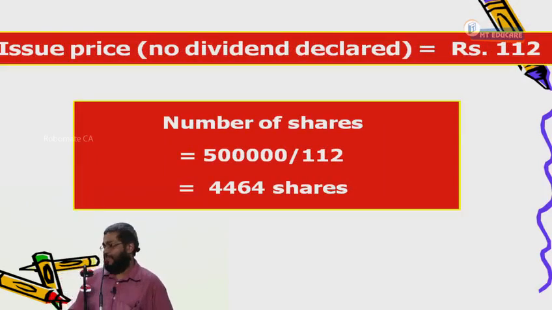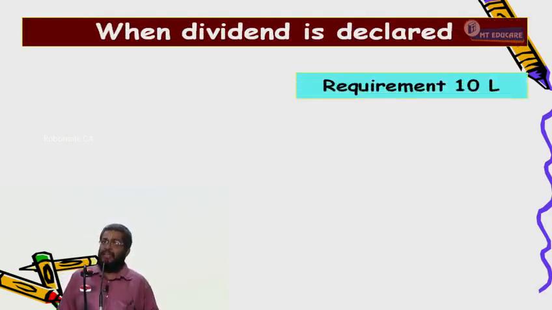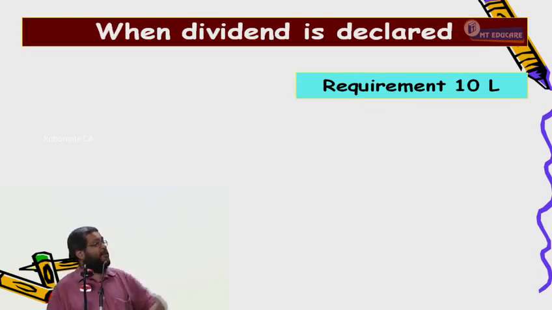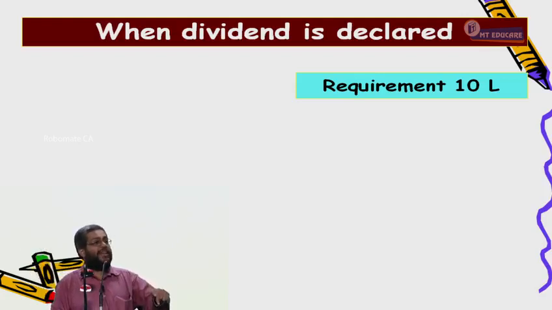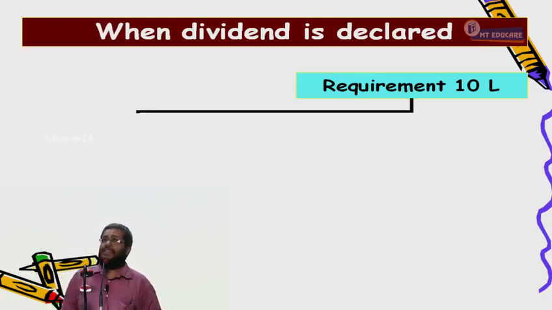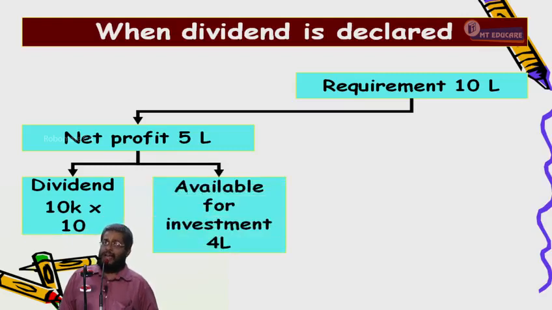Accepted or not? Now, when dividend is declared, how much money is required for new investment? 10 lakh. In which, how much is the current year profit? 5 lakh. Can the entire 5 lakhs be used for funding? No. Out of the 5 lakh profit, I declare dividend. Every shareholder will get how much dividend? 10 rupees. How many shareholders are there? 10,000. How much goes out as dividend? 1 lakh. What is the balance money left for funding? 4 lakhs. Out of 10 lakhs, 4 lakhs is gone for investment.